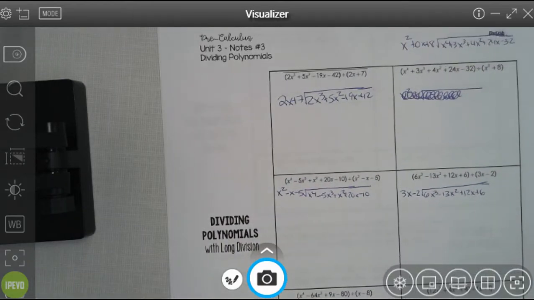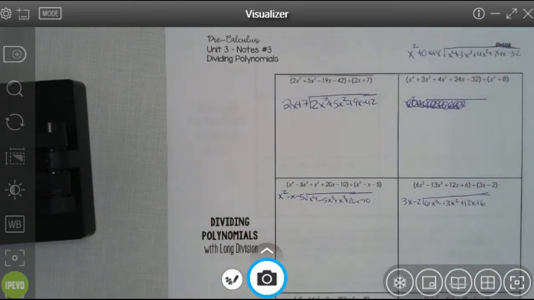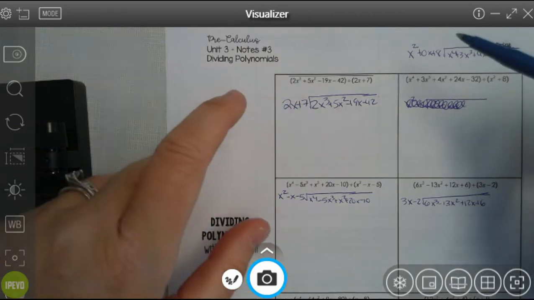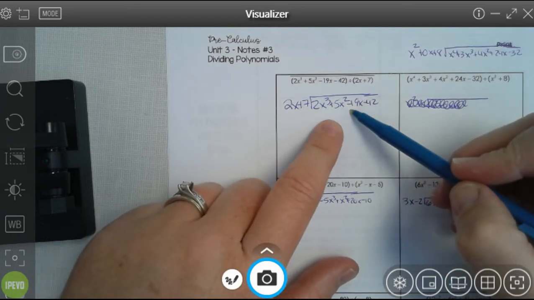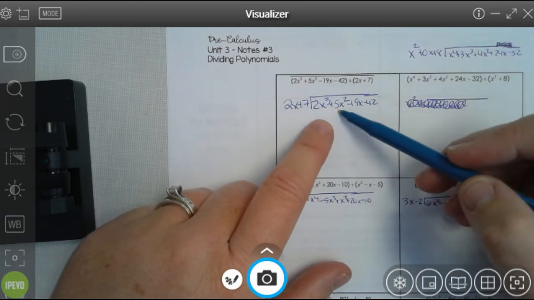All right, so today we're going to be dividing polynomial functions. So first thing we're going to do is long division. This is something that you had not learned last year. We're going to teach long division in pre-calc. What we're dividing by goes on the outside and the other numbers go on the inside. So this is like long division like when you were younger.